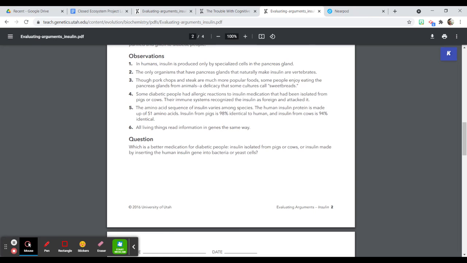So here is the question that the teacher posed to the students. Which is a better medication for diabetic people? Insulin isolated from pigs or cows, or insulin made by inserting a human insulin gene into bacteria or yeast cells?